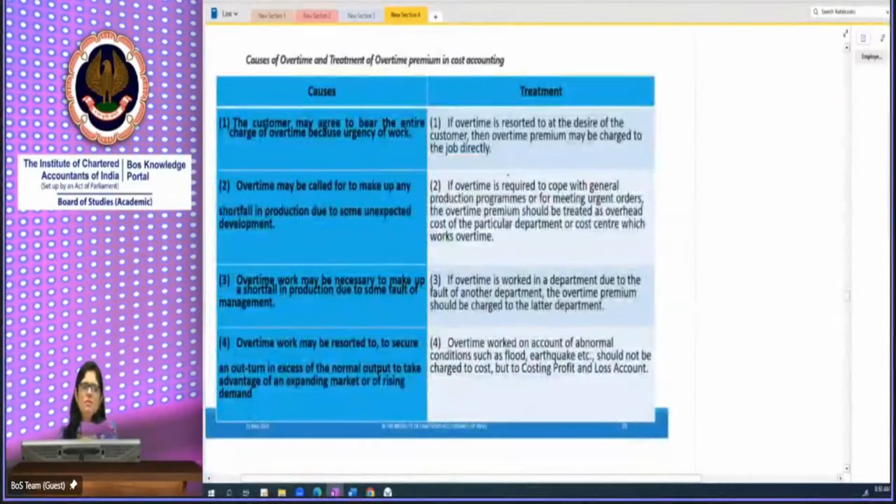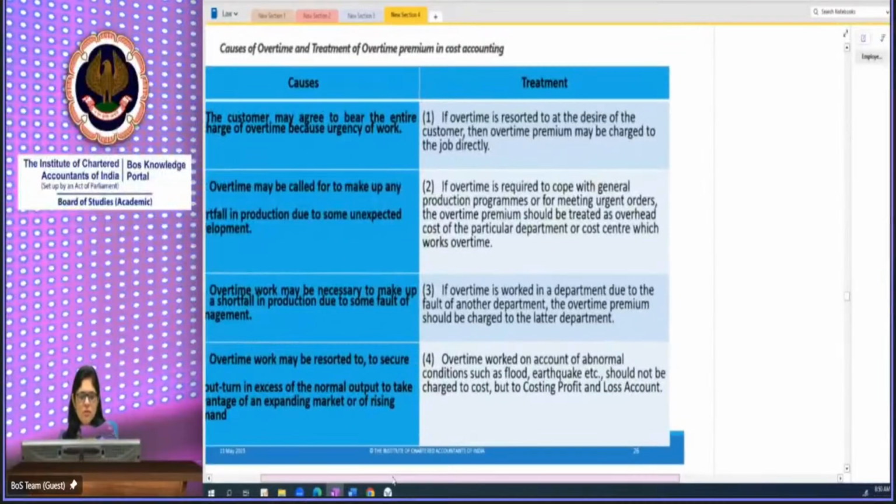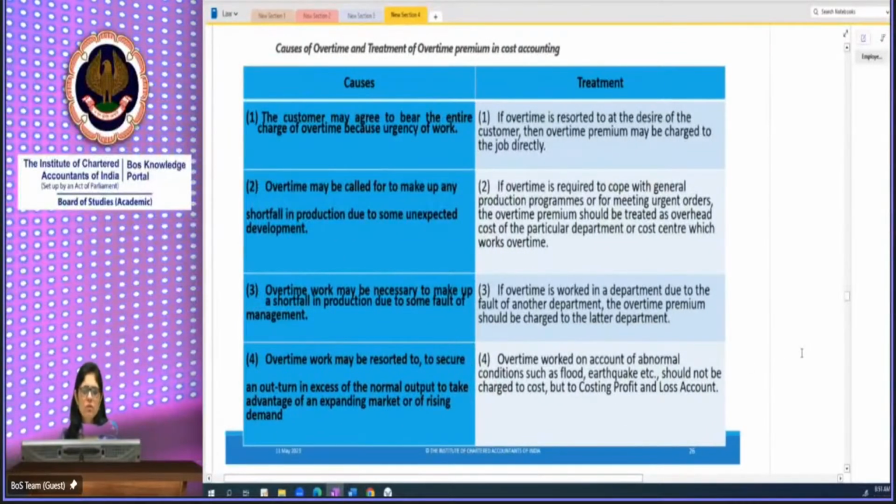So these are the causes for overtime. Why is there a need to work overtime? Your time is from 9 to 6. You should work from 9 to 6. Why is there a need to work overtime? There are reasons why we actually have to work overtime. If the customer has given an order and says, I want the order on an urgent basis, then the company has to work overtime.